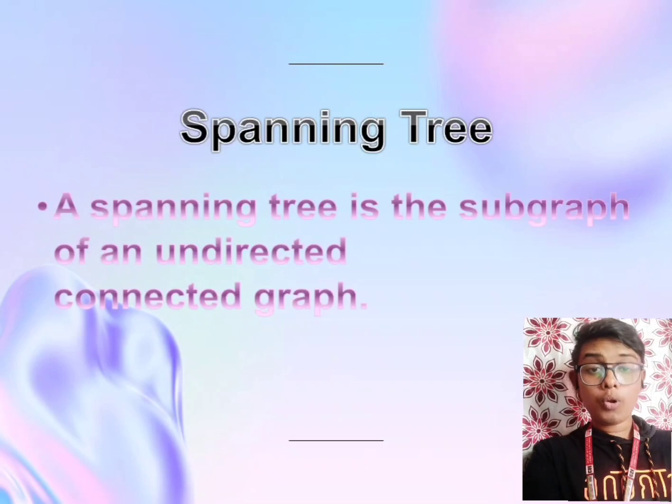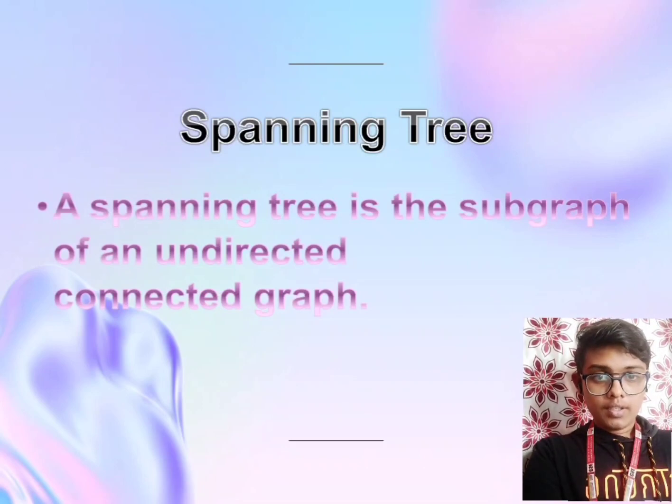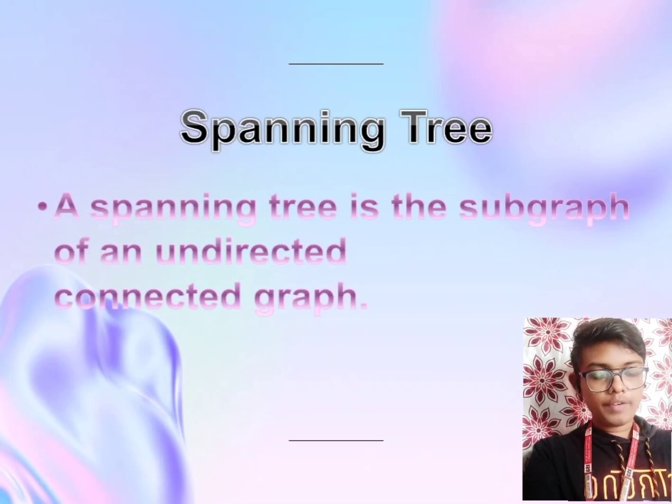In order to know about Kruskal's algorithm, first we have to know what a spanning tree is. Let's see the definition. A spanning tree is a subgraph of an undirected connected graph. So first, suppose we have a graph. The minimum number of edges required to visit all the vertices of the given graph is called a spanning tree.